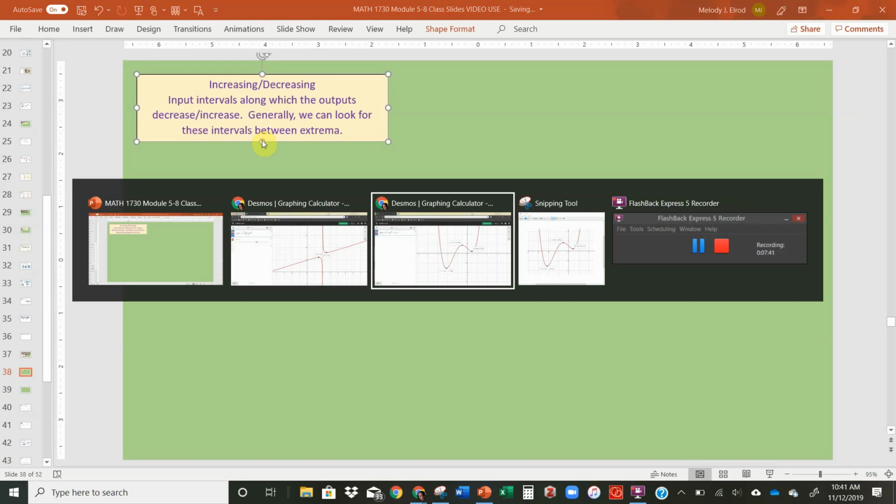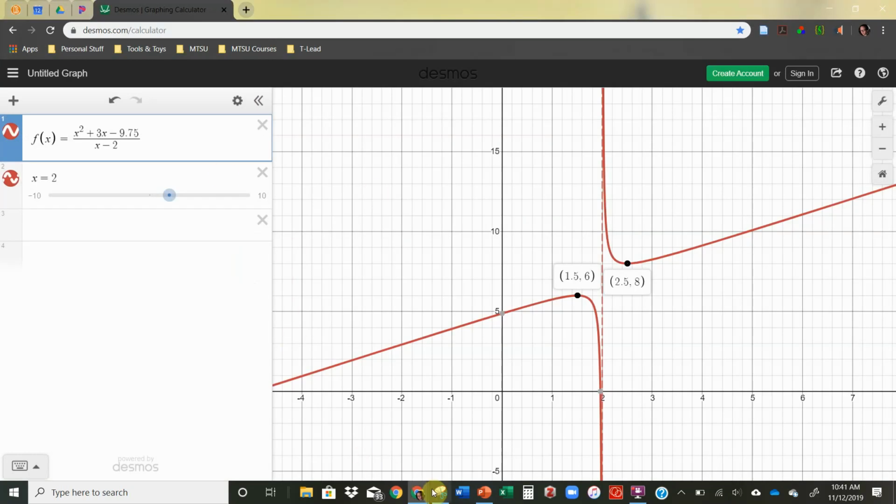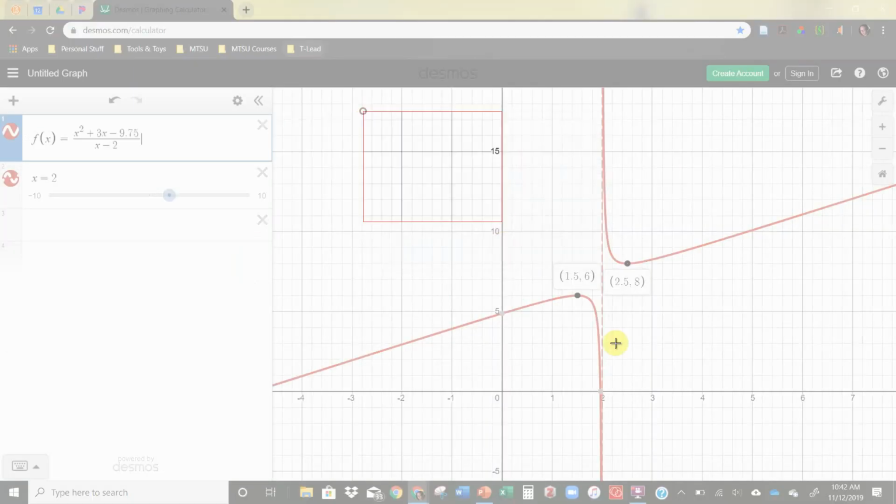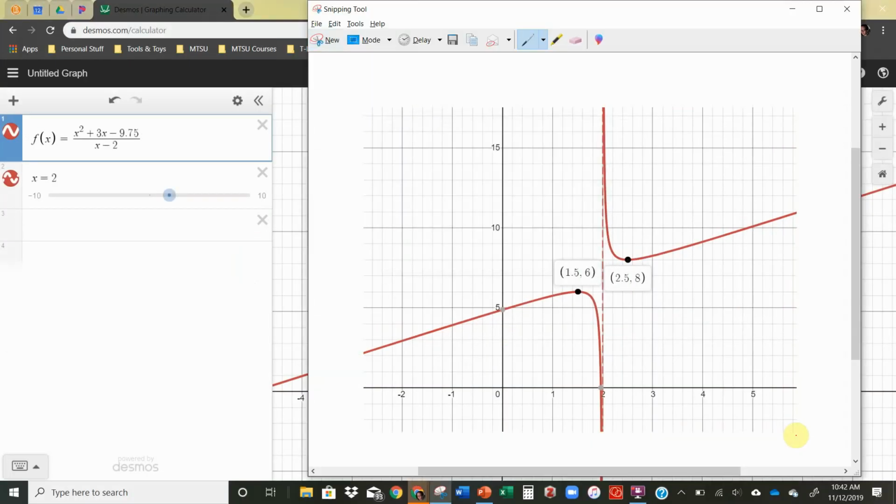Let's take that rational function and let's take a look at it real quick. Let's pull it over into the PowerPoint. So we will snip it. Okay.